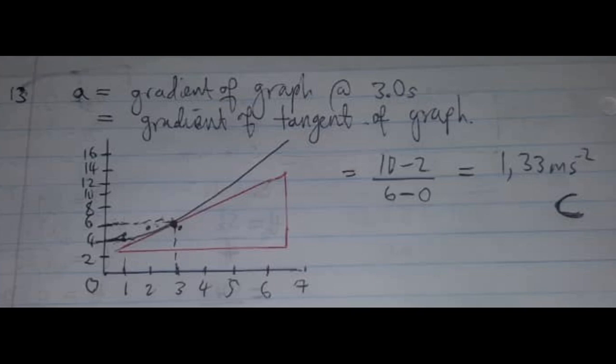And then you read off these values, the top value and the bottom value, to find the gradient of that tangent. And when I did it, I found 10 minus 2 over 6 minus 0. That gave me 1.33, which is about 1.3 to 2 significant figures. Yes. Let's move on to the next question.